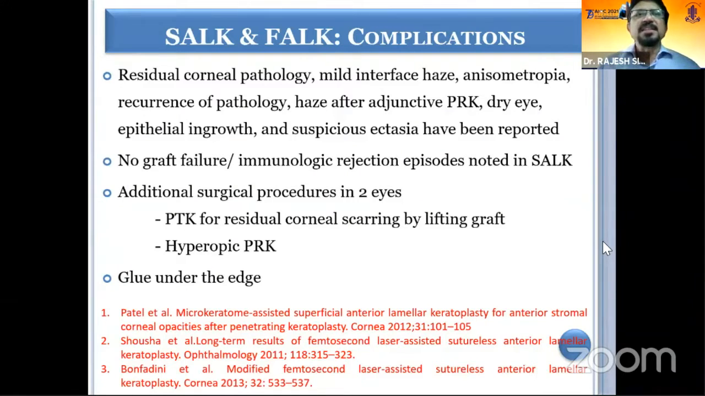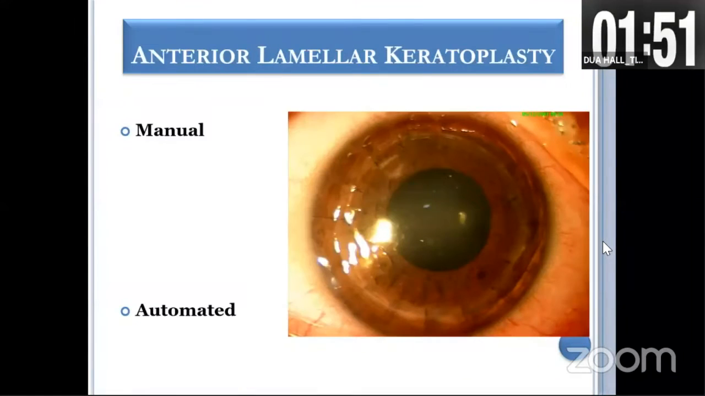There can be some complications. The glue can go to the peripheral part of the edge. There can be a little bit of epithelial ingrowth sometimes, but mostly it stays in the peripheral part only. And sometimes you can get a little bit of haze. These complications can be seen.